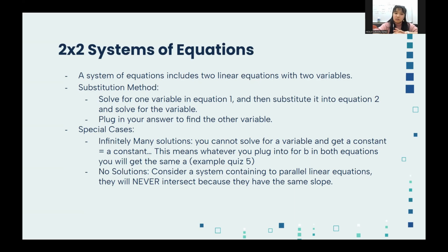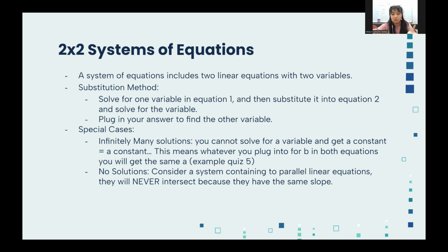And remember, when you do these, you can get 2 different special cases. So you can get infinitely many solutions where you cannot solve for a variable. When you plug it into the second one, you get like a constant equals constant. So in like quiz 5, some people got 7 = 7. So whenever you plug in for one of the variables, you will get the same for the output, regardless of which equation you plug it into.